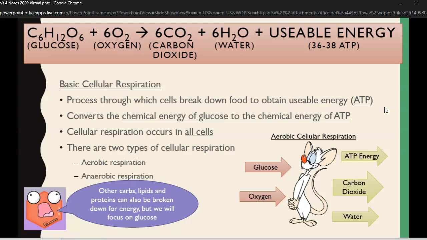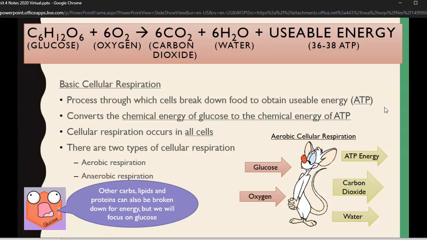So basic cellular respiration is the process through which cells break down food to obtain usable energy. The usable energy is called ATP. We do this through eating. All animals do it through eating. It converts the chemical energy of glucose to the chemical energy of ATP. So that is your transformation. You're going from the chemical energy of glucose, which is in your food, to the usable energy for cells.